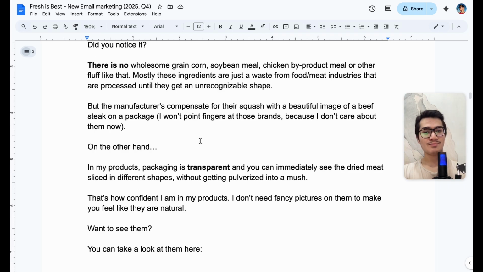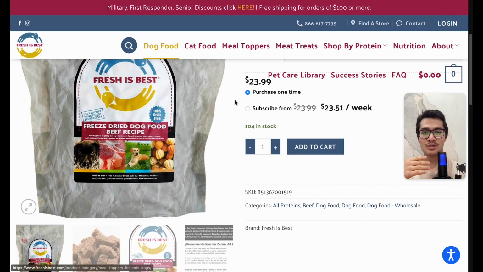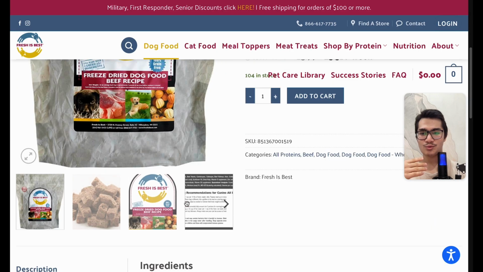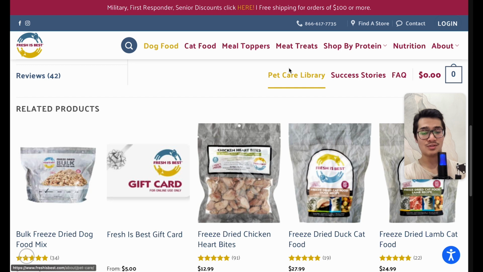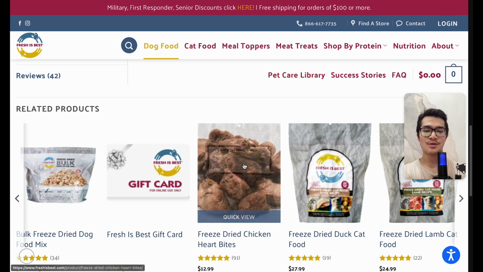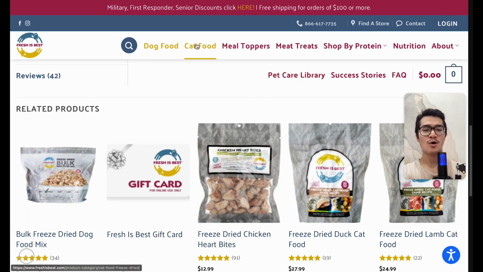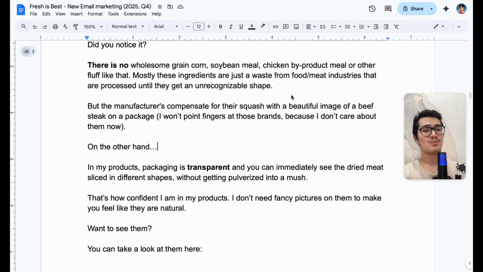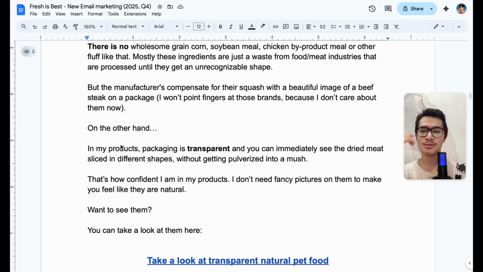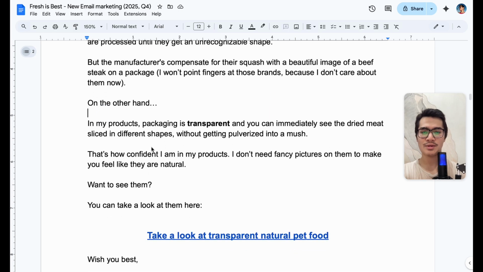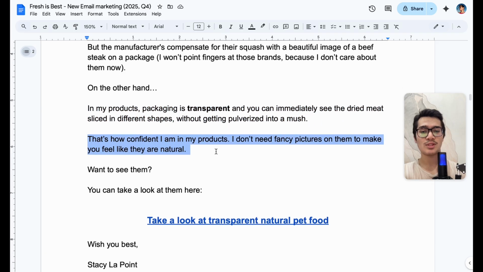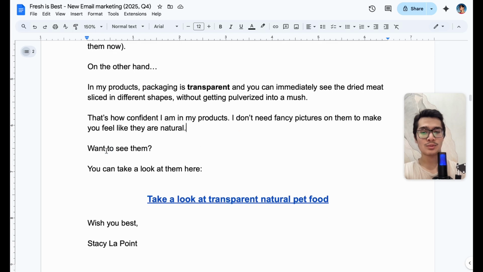On the other hand, I am like, really, look at this. Transparent packaging. You literally can see on these images through their packages how the food is looking. So I'm not lying. I'm actually showing the uniqueness of this brand. In my products, packaging is transparent, and it sounds natural. It's pretty easy to read and people can understand, and that's how confident I am in my products. I don't need fancy stuff. Want to see them? You can take a look at them here.